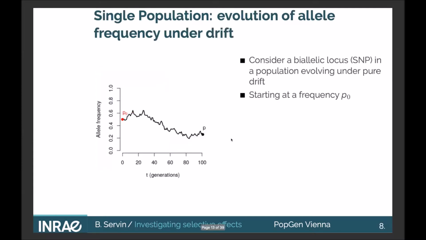Okay, so first I will present our model for the neutral evolution of divergence between populations. To do that, let's look at things through time for the beginning. We consider a biallelic locus, a SNP, in a population that evolves under pure drift, and it starts at some generation with an initial frequency of P0. Then because of drift, you have this random process through time of the evolution of allele frequency.